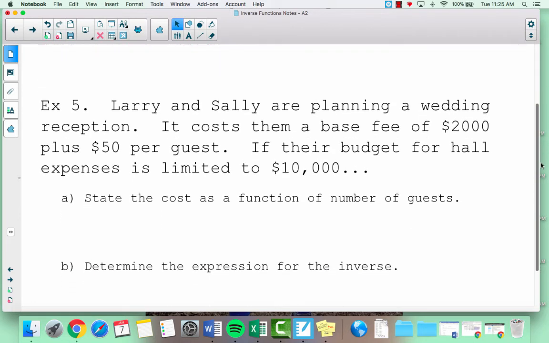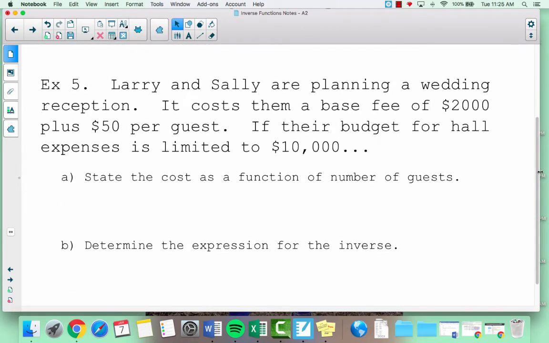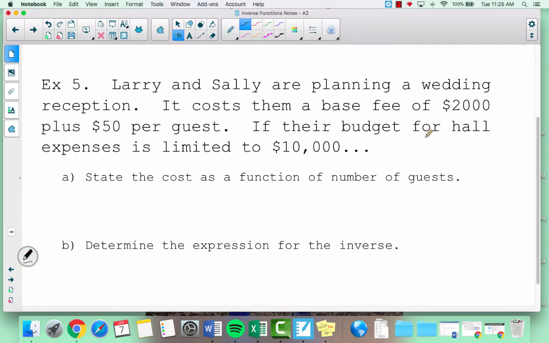So it says, Larry and Sally are planning a wedding reception. It costs them a base fee of $2,000 plus $50 per guest. If their budget for hall expenses is limited to $10,000, and then I want you to fill in these answers. First, state the cost as a function of number of guests.